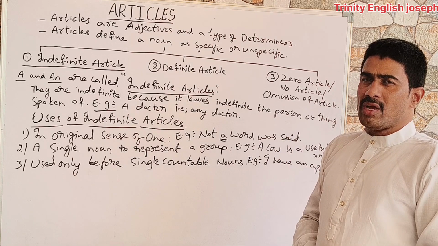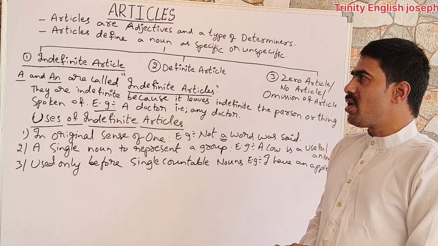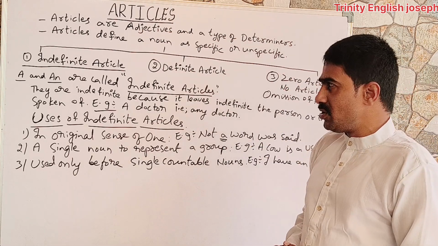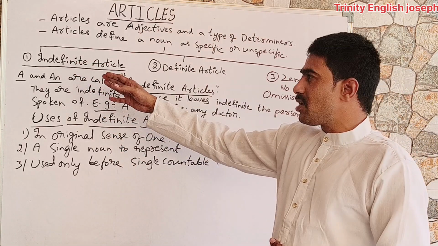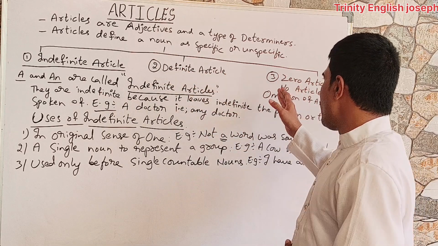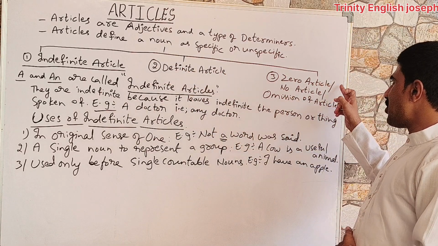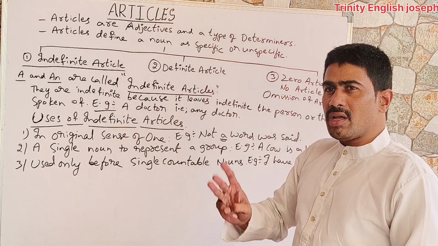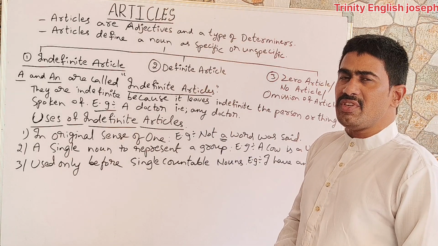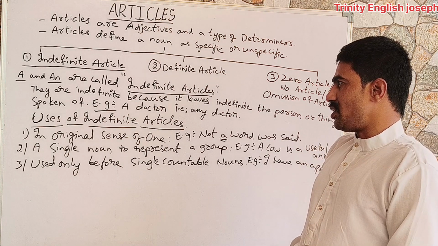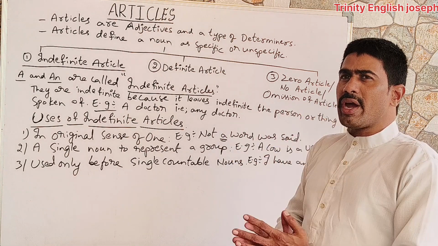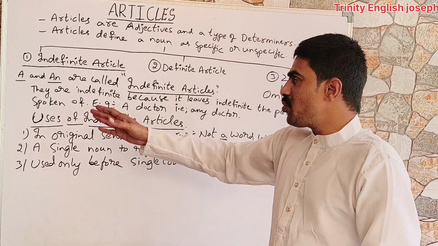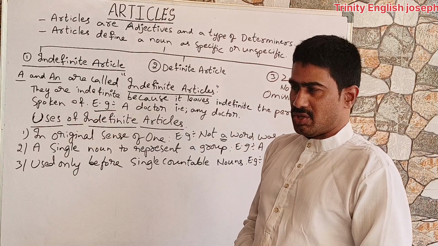If you look at the different kinds of articles, there are three types: the indefinite article, the definite article, and the zero article, that is, no article or omission of article. So these are the three different divisions or types of articles. Now let us look at each division in detail. The first one is the indefinite article.